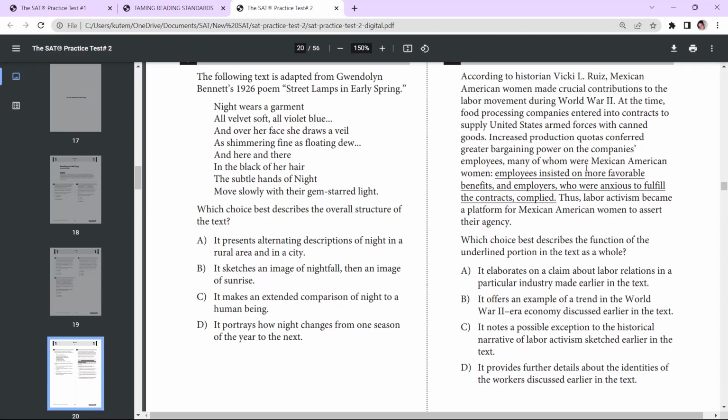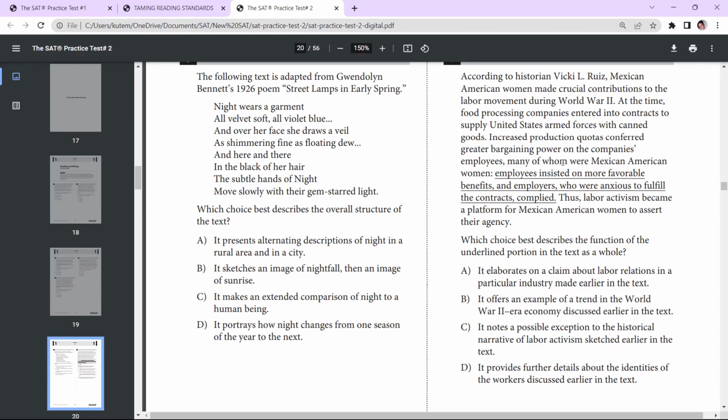Increased production quotas conferred greater bargaining power on the company's employees, better bargaining power for the employees. Okay. So employees insisted on more favorable benefits, and employers who were anxious to fulfill the contracts complied. So basically they were doing so well that the company's employees were getting better offers from other places. And so employees insisted on better pay, and employers were very anxious to keep them there, so they paid them. So labor activism became very important. Okay, so let's go through the options.